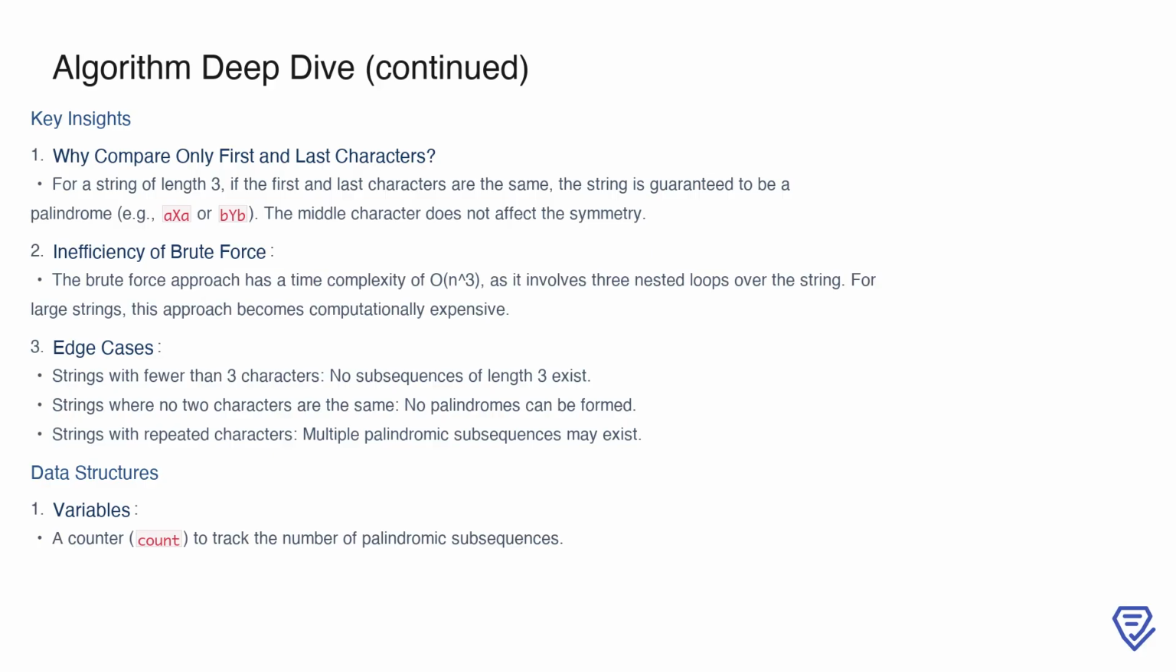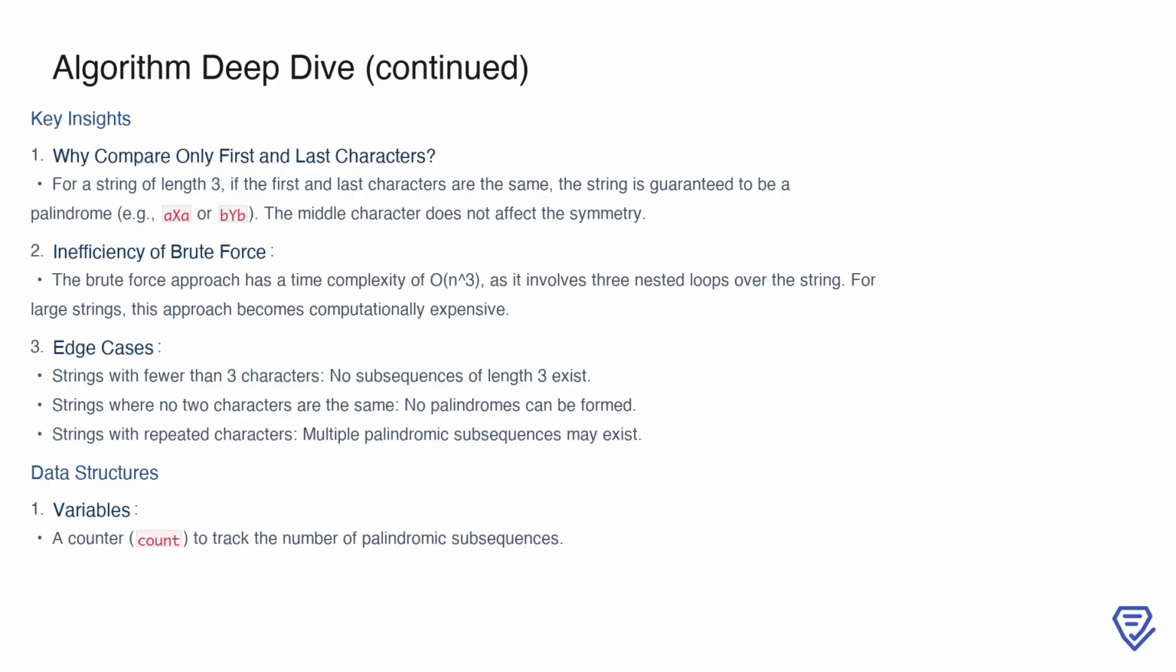It's also important to consider edge cases. For example, if the string has fewer than 3 characters, no subsequences of length 3 exist. Similarly, if all characters in the string are unique, no palindromes can be formed. On the other hand, strings with repeated characters may contain multiple palindromic subsequences.